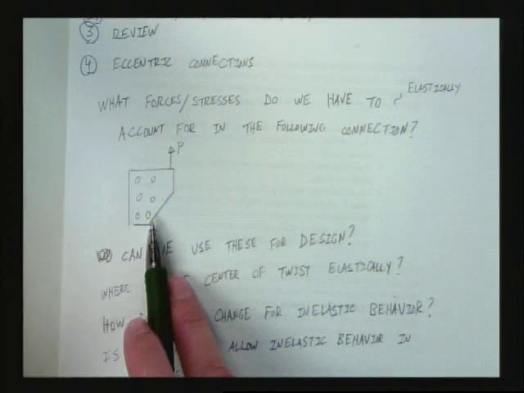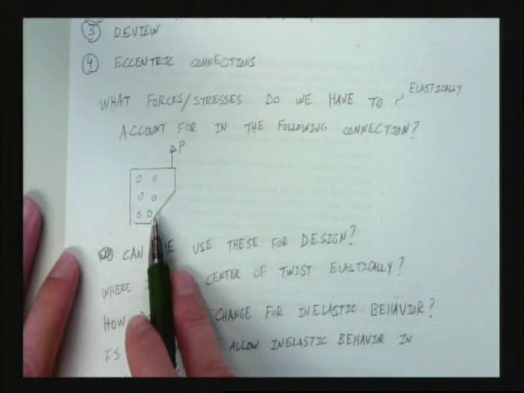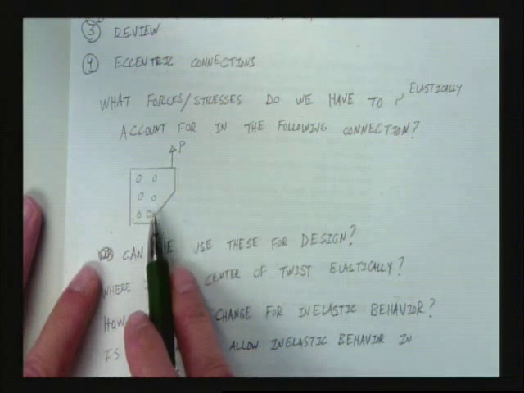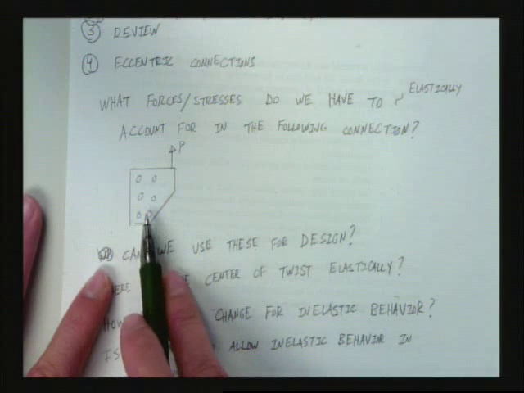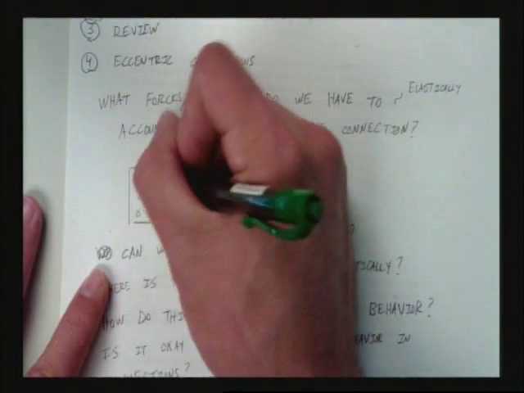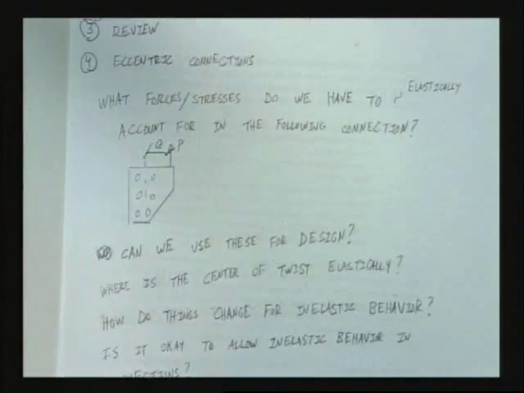What do we have? Is this an eccentric connection, first of all? How do we know? Force is actually offset from the middle of the connection. That's right. The force is offset from the center of stiffness of the connection. There is, in a sense, an eccentricity. Right? So I got another question for you.